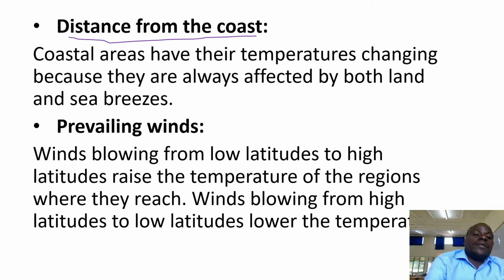Then we have prevailing winds. This can be well explained under the planetary wind system. Some winds blow from polar regions to the doldrums, and other winds blow from doldrums and mid-latitudes to the polar regions, carrying air of different temperature, and therefore different regions served by these different winds will end up having different temperatures.